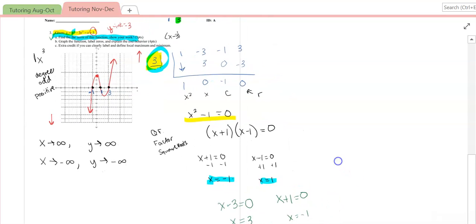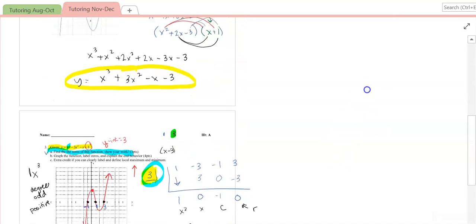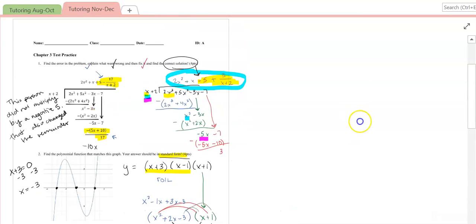So hopefully this explanation here helps you with your practice test. Like I said, I didn't receive any questions, so I just kind of went over every question, answering what I've had other students ask me so far. So hopefully this was helpful.